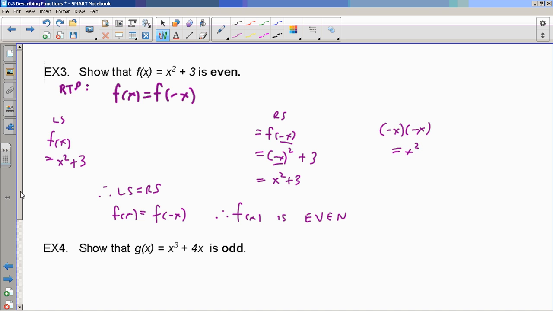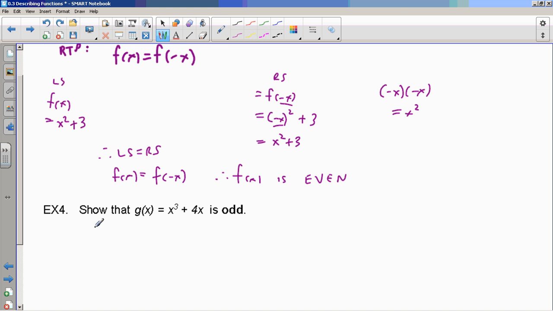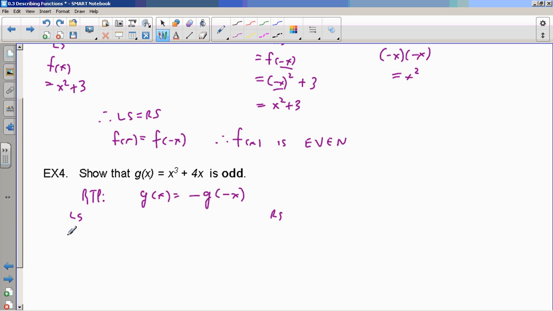Now we're asked to show that this other function is odd. So what's required to prove, or required to show, is that g at x equals negative g at negative x. So how am I going to do that? Well, I'm going to break it into left and right side and see if I can manage this. G at x is just this function. The right side, negative g at negative x.